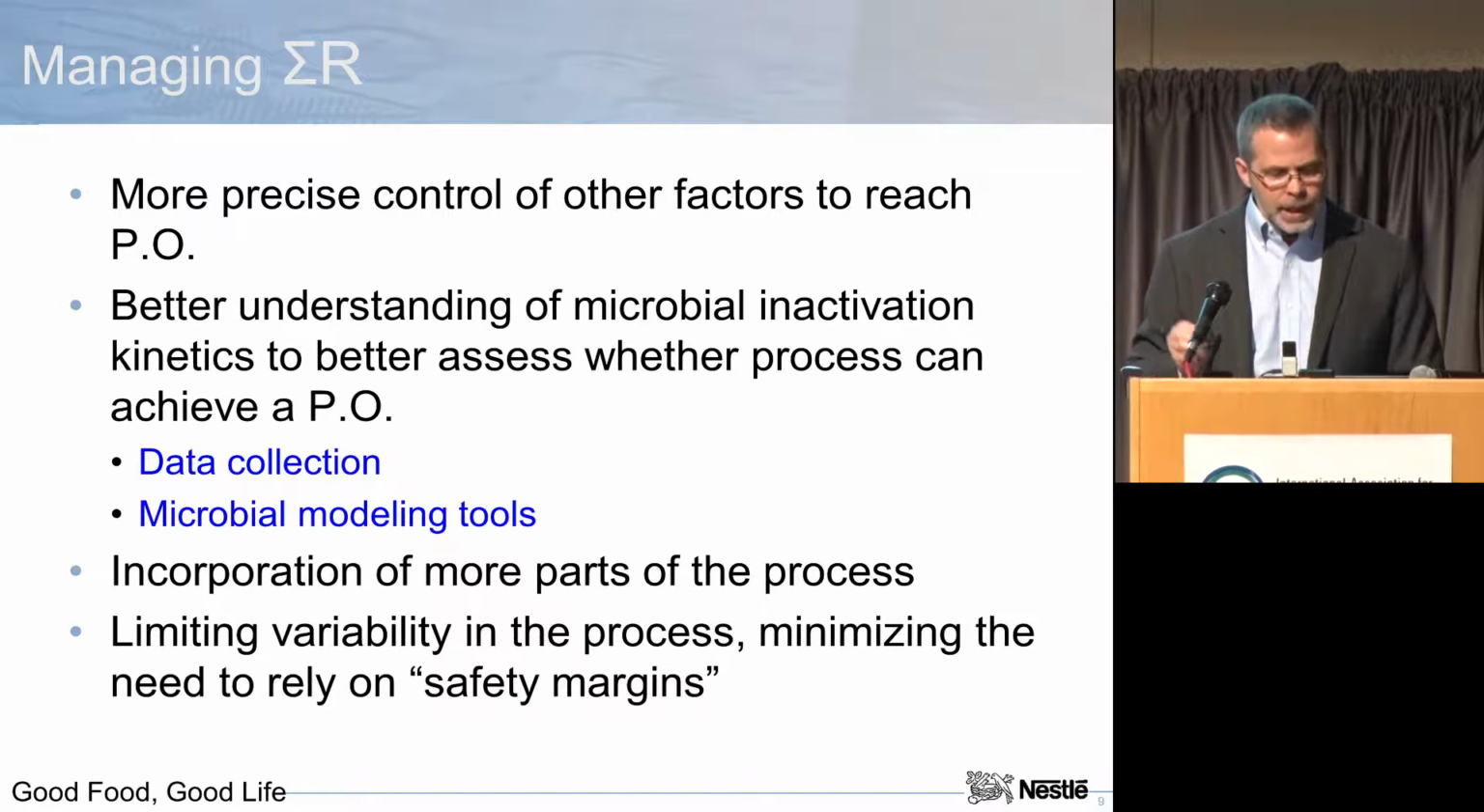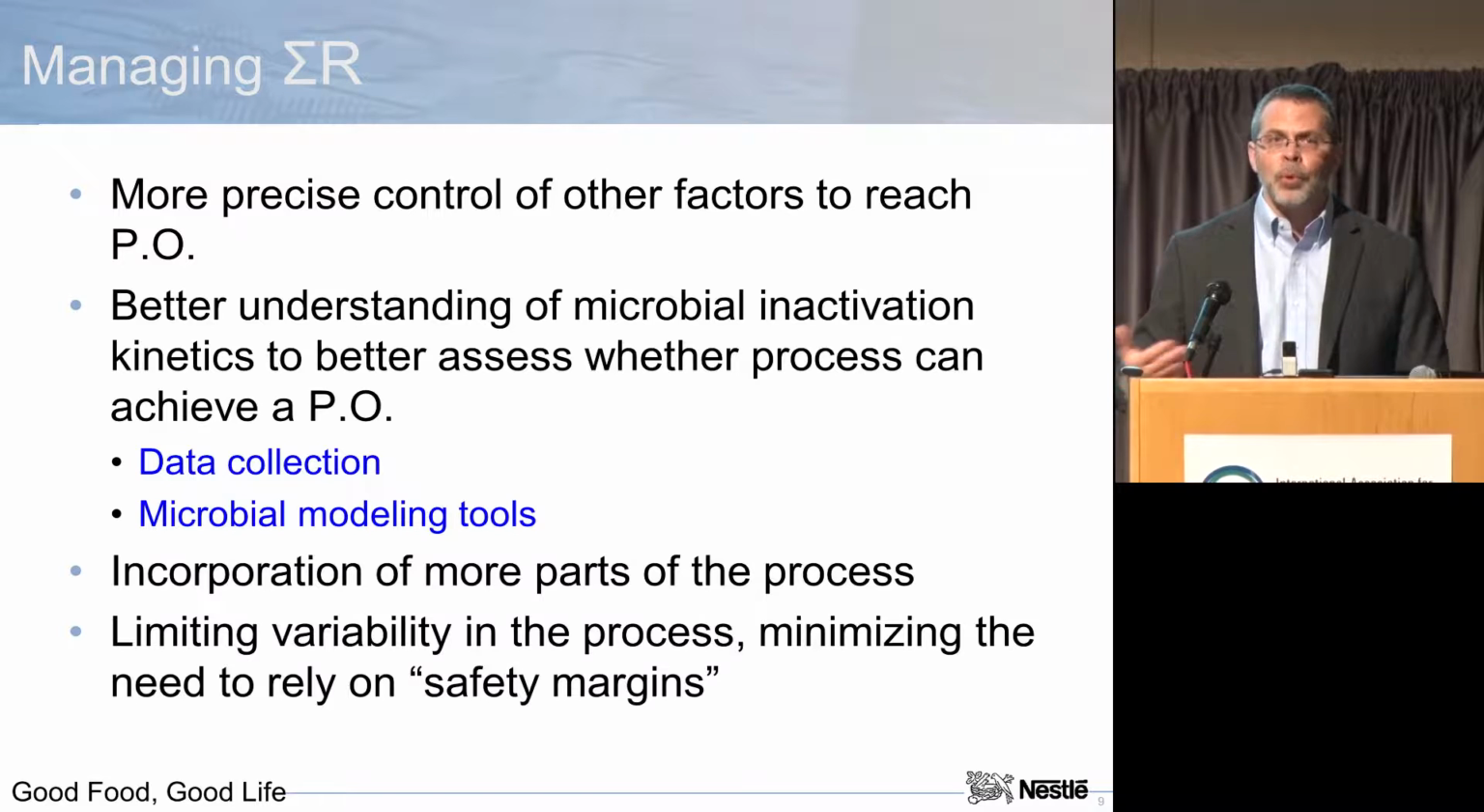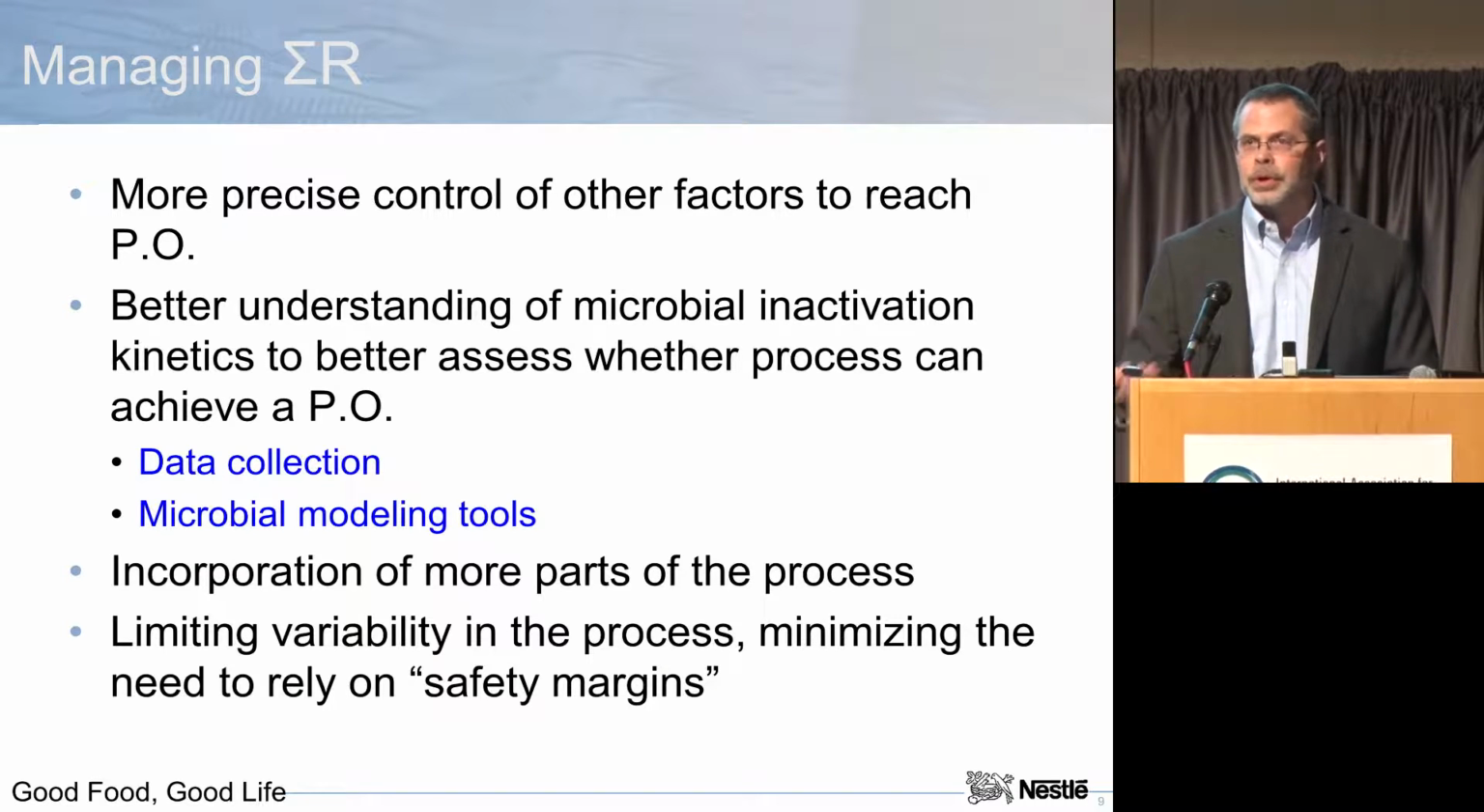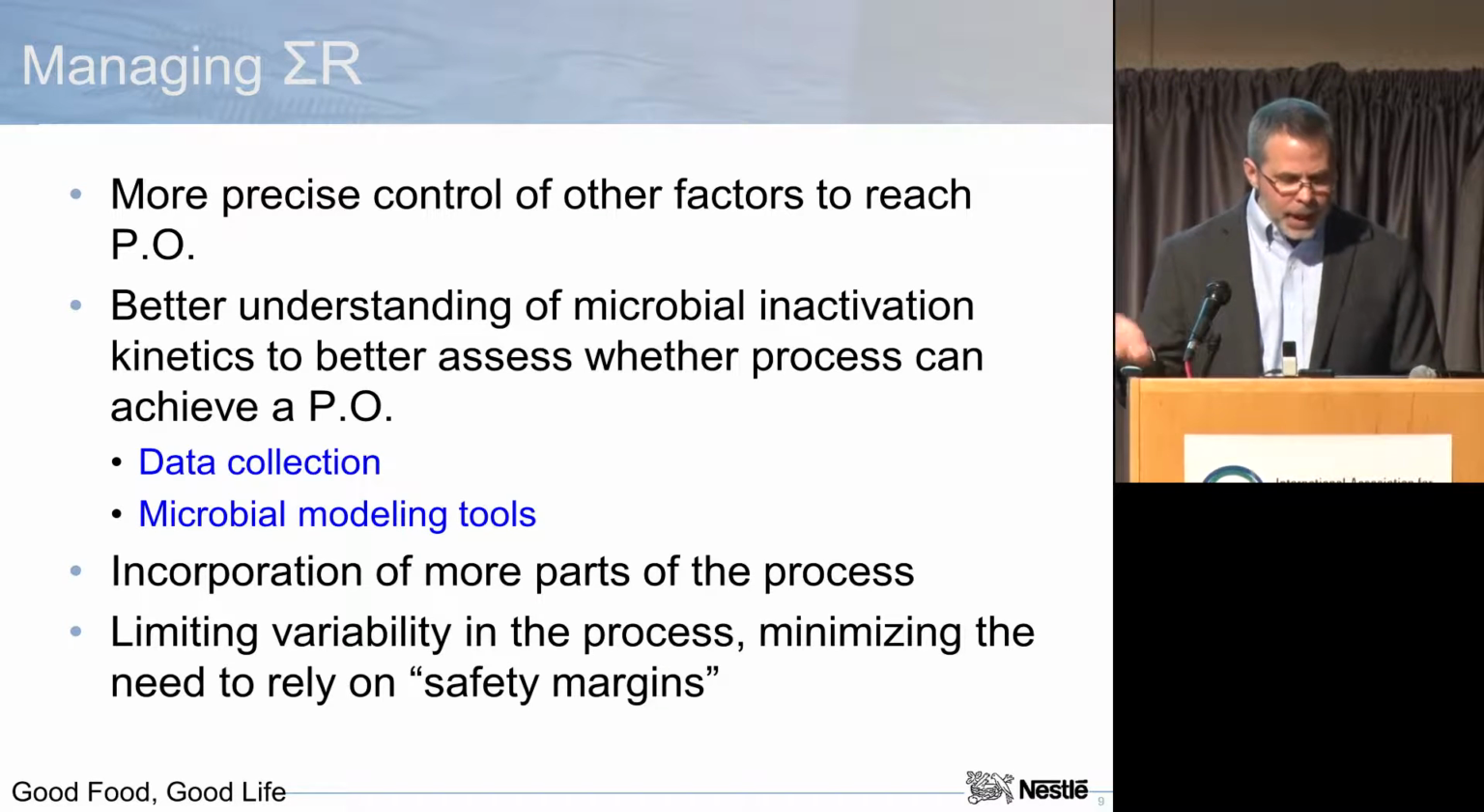There may be ways I can tighten those conditions. If I have a better understanding of the thermal and activation kinetics of the organisms that are my target organisms in the system I'm looking at, then I may also be able to reduce the conditions of my process. I can incorporate more components into the process in order to manage risk. I can reduce pH. I can manage the product characteristics, for example. And I can, as I've said, limit variability in the process, and so reduce the need to rely on safety margins in my process.